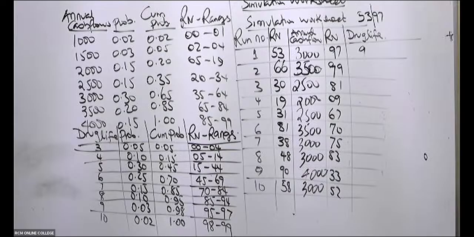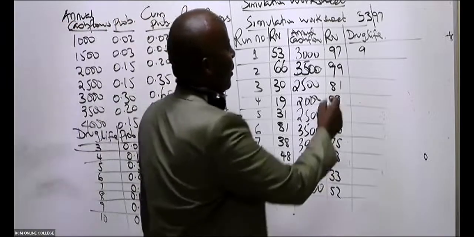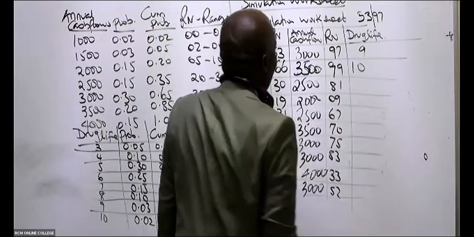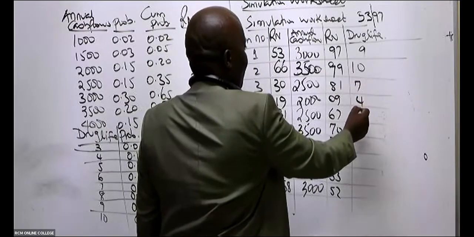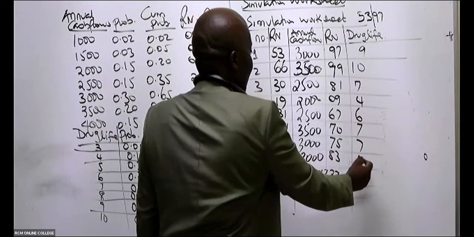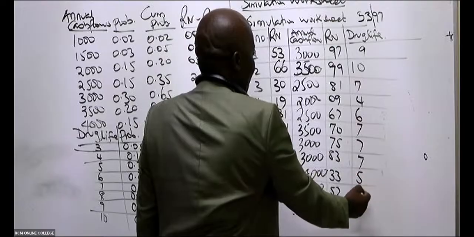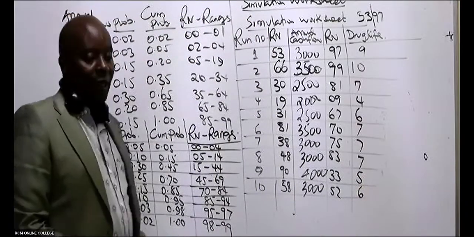Is it okay? So 99 drug life gives us 10 years. So this gives us 10 years. So this is 7, 4, 6, 7, 7, 7, 5. So the students who are with me here physically have been able to get these figures correctly.